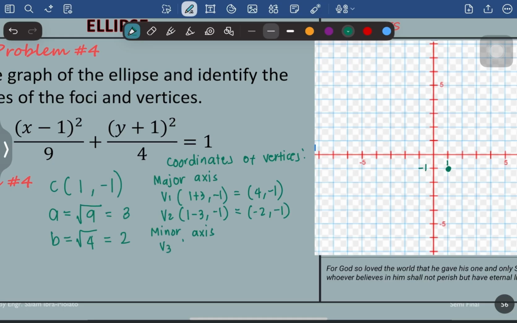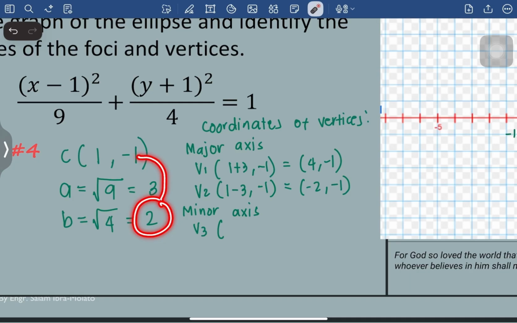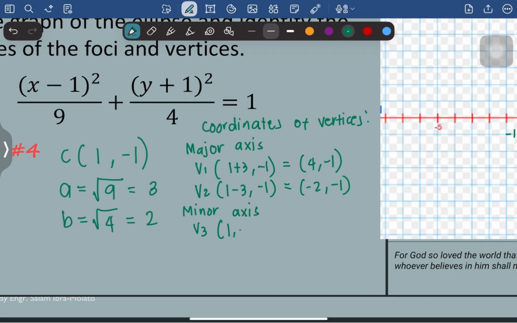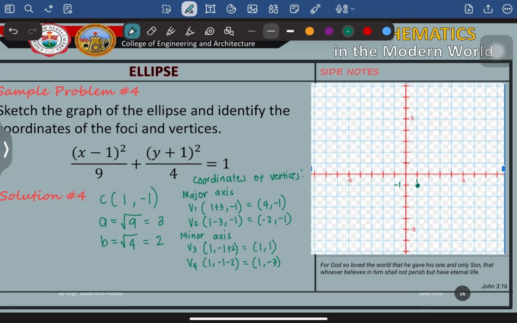So to get the coordinate of v sub 3, we're going to add the distance 2 to the y coordinate of the center. So -1 plus 2 equals 1, so 1, 1. Then for the fourth vertex, we're going to subtract the distance 2. So this becomes 1, -3. Okay, let's plot this one.